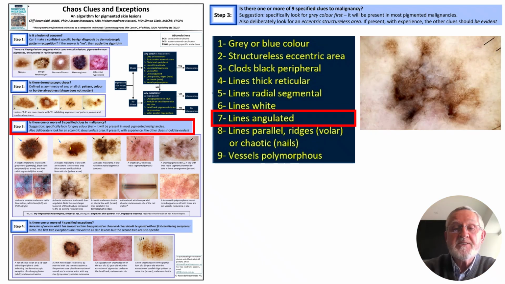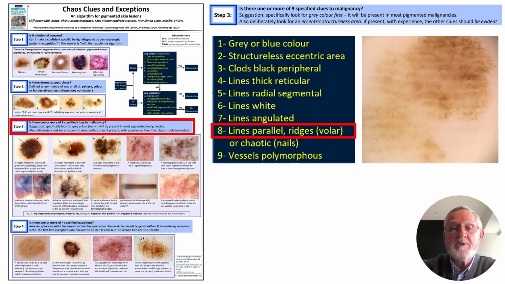Lines angulated. You can see here in this lesion the large footprint of the angulated lines compared to the very fine footprint of the reticular lines, which are also present. The angulated lines are believed to be due to melanophages lining up along the lymphatics of the vascular plexus.